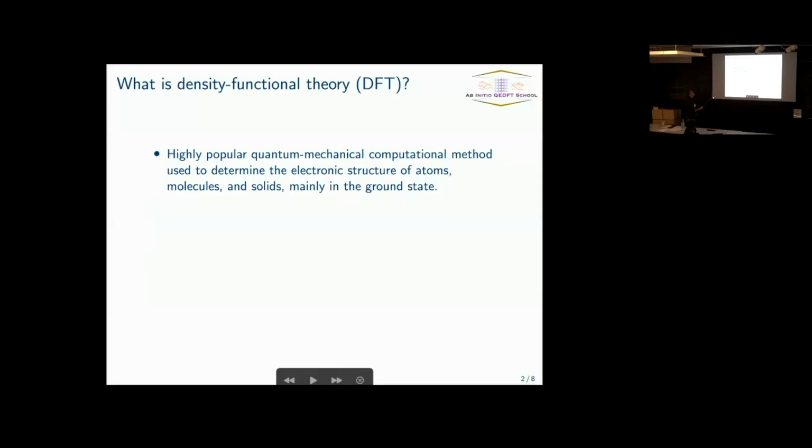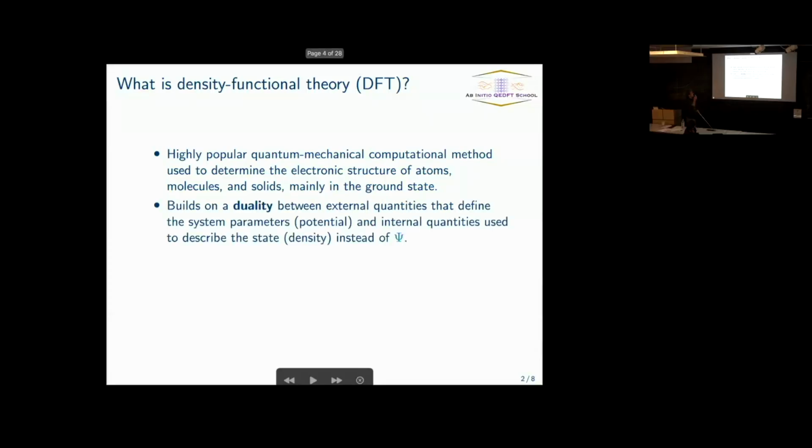So what is density functional theory? Since a long time, this is a highly popular quantum mechanics computation method used to solve electronic structure problems, mostly in the ground state. It's used for molecules, solids, and other systems. Mathematically, it builds on a very deep and profound connection between external quantities, which are just the parameters in the Hamiltonian, like the external potential, and internal quantities used to describe the state of the system. You replace the very complicated wave function by a very simple object, like in fluid dynamics, you could say, and that is just a charge density.